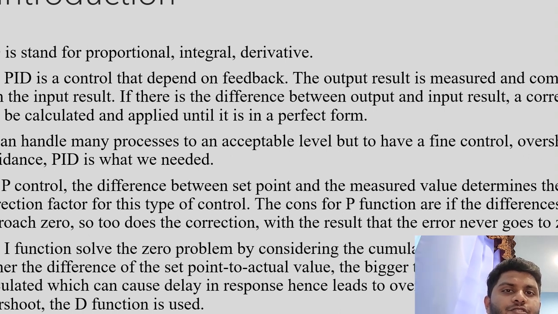The I function solves the 0 problem by considering the cumulative value of the error. The higher the difference between the set point and the actual value, the bigger the correction factor calculated, which can cause a delay in response and hence lead to overshoot. To avoid overshoot, the D function is used.